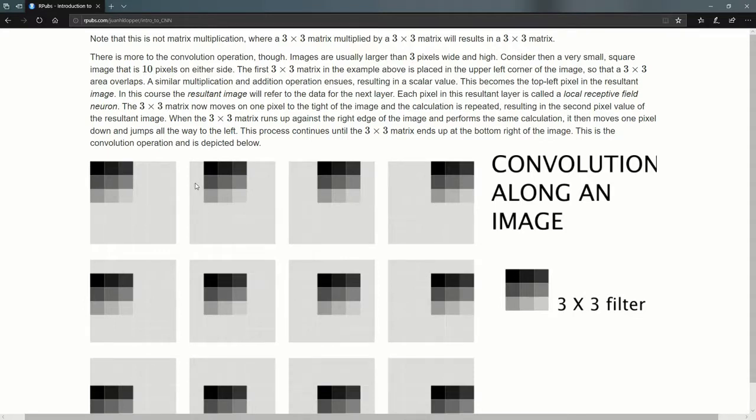Then I'm going to move across one, still with the same nine values in my little matrix here, new values below it. I'm going to do that same process.